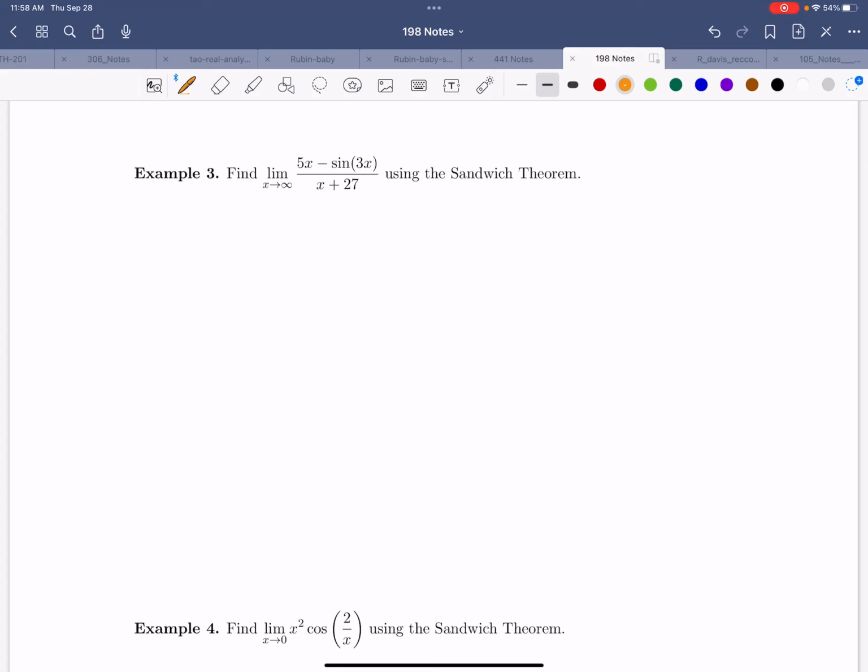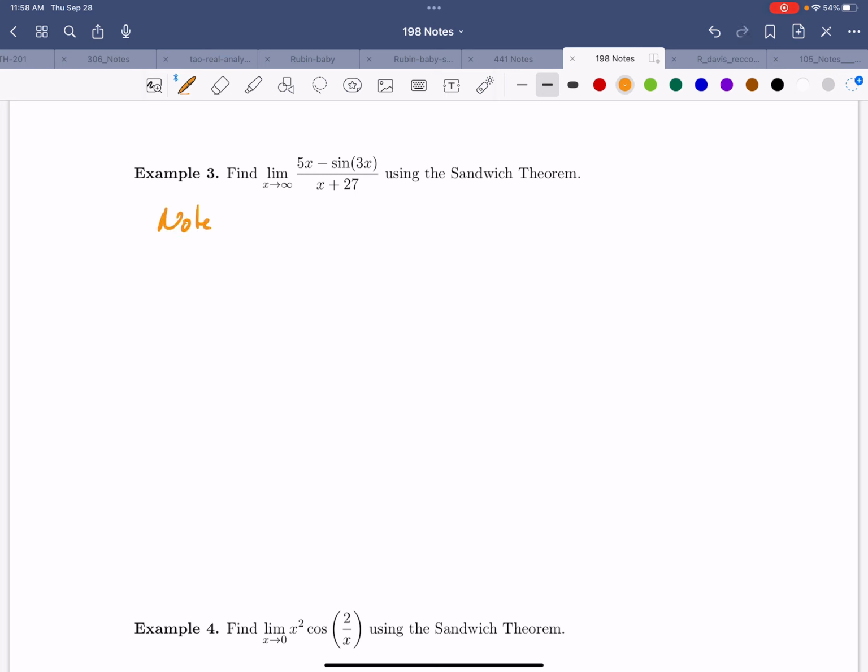Hey everyone, let's knock out 2 more sandwich theorem problems. For example 3, I'll just let you know the answer this time will not be 0. The limit, or I should say x, is still approaching infinity, but the answer will not be 0, so let's take a look. Remember, we want to start with the trig function.